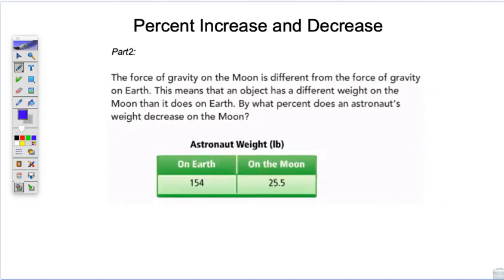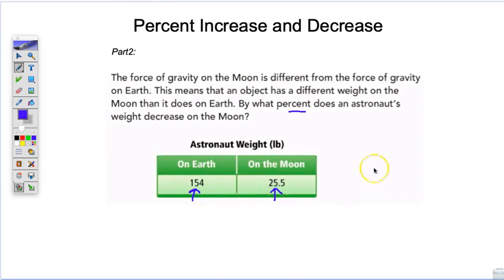Let's take a look at some more examples. In the second example, the force of gravity on the moon is different from the force of gravity on Earth. This means that an object has a different weight on the moon than it does on Earth. By what percent does an astronaut's weight decrease on the moon? So in this case, our original amount, what we started with on Earth, is 154. On the moon, we weigh 25.5 pounds.